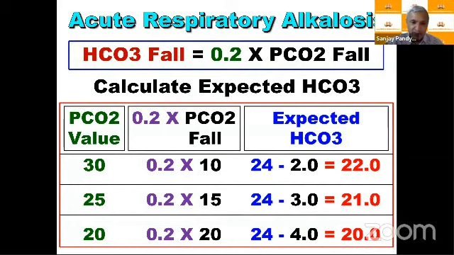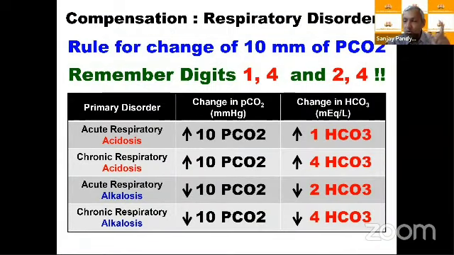If it is 25, that means the fall in PCO2 is 15 mm of Hg. So 15 into 0.2 will amount to 3. 24 minus 3 is equal to 21. And this is how we calculate in acute respiratory alkalosis. So in respiratory acidosis, remember 1,4. In respiratory alkalosis, remember 2,4. This is how we calculate. It is something which is very, very simple.